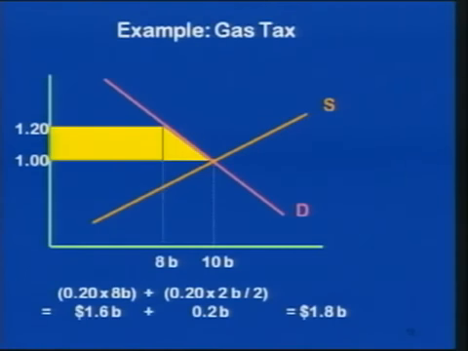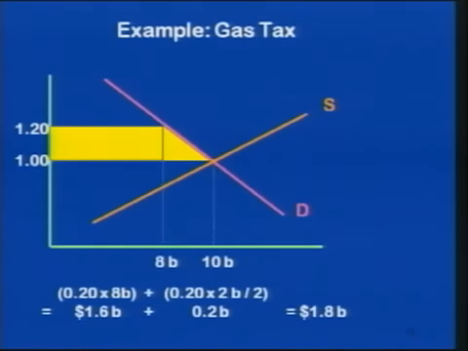Height times width divided by 2. So the height is 0.2. The width here is the difference between 10 billion and 8 billion, so it's 2 billion, and then divide by 2. So the total loss to consumers is 1.6 billion plus 0.2 billion, 1.8 billion. So now we have a measure of how much this tax is hurting consumers. And we can compare that against other things we'll talk about later that might be the benefits of the tax.